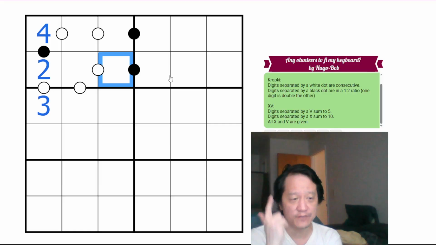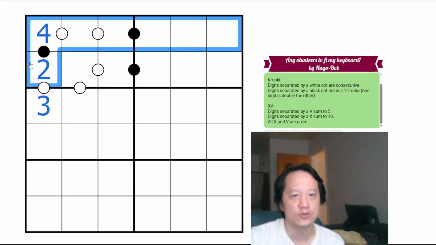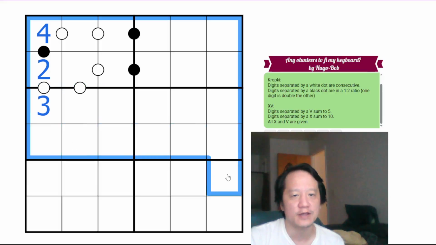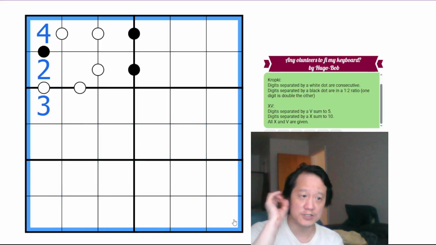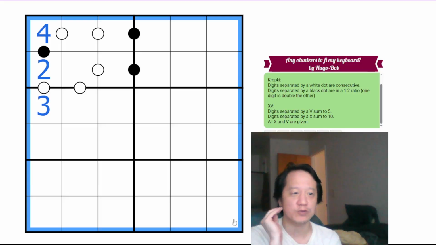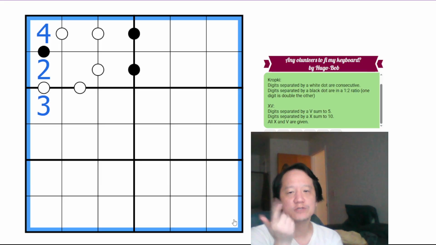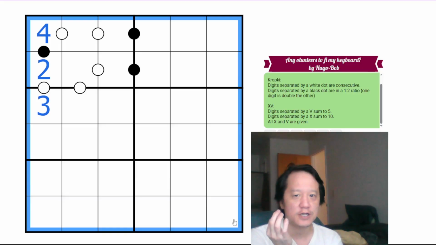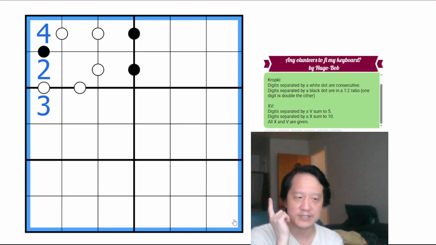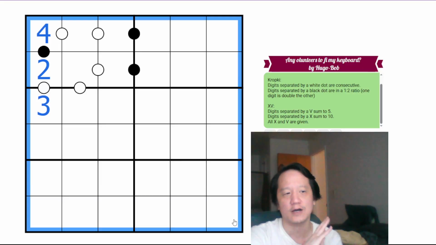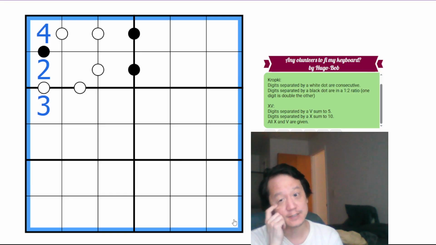Because if there were any that add up to 5 and 10, since the rule is all X's and V's are given, there would have to be an X or a V showing up here. But because there are 0 X's and V's given, because we have a broken X and a broken V key, in this puzzle then, no two cells that share an edge can add up to 5 or add up to 10. And that's what a typical negative constraint is.